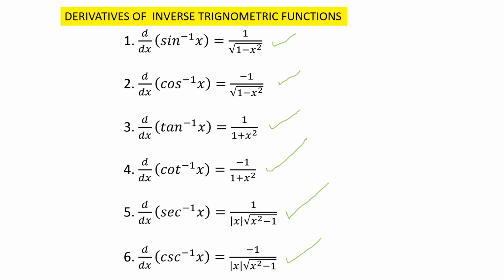As I told you, again, you can simply remember wherever the function starts from the letter C, there is a minus in the formula. If I have cot inverse of x, then we have minus 1 in the numerator. If I have cosecant, then I have minus 1 in the numerator. So out of 6 formulas, 3 formulas will have minus sign. The remaining 3 formulas, they don't have minus sign.